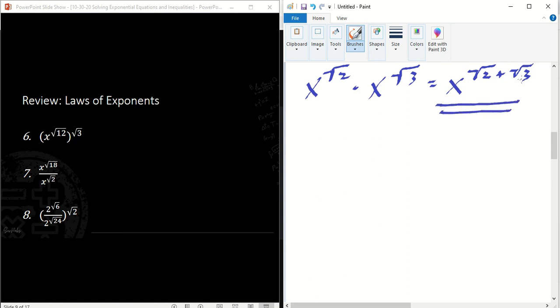Hindi mo naman pwedeng i-add kasi hindi magkamukha eh. Sa radical symbol kasi ang pwede mo lang i-add yung magkamukha lang. So, i-add mo yung exponent. Lagyan mo lang ng plus sign sa pagitan. In-add mo na siya. Okay? So, kasi imposibleng maging ma-factor para maging magkamukha yung exponents natin, yung ating radical symbol. So, yun yung gagawin natin. I-add lang natin. Lalagyan lang natin ng addition symbol to represent na in-add natin ang exponent.